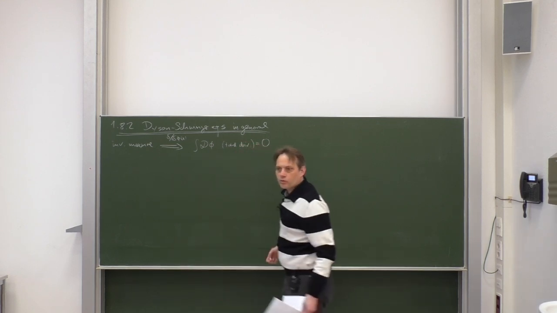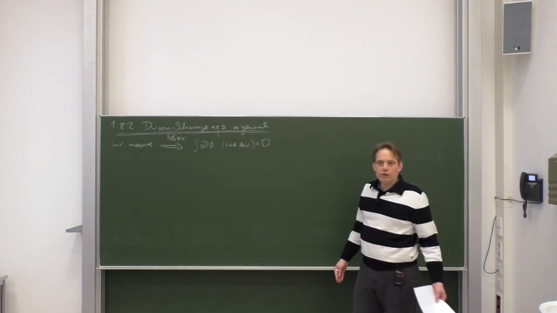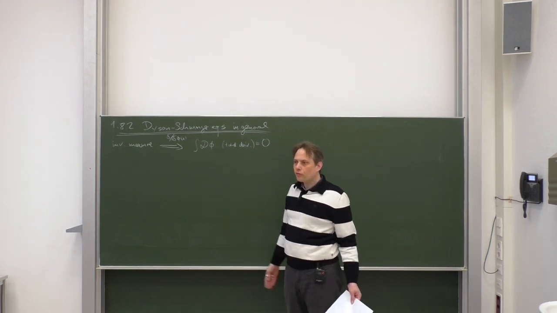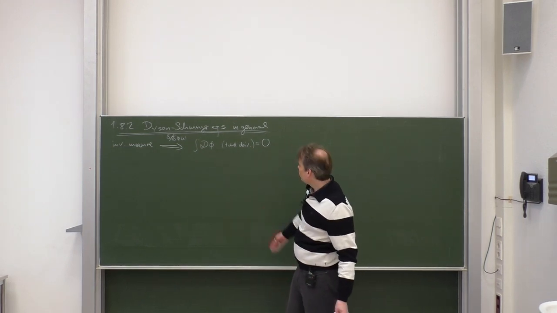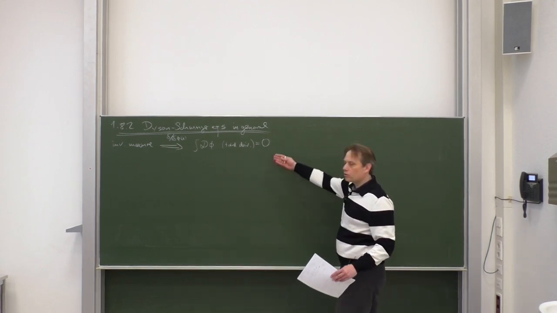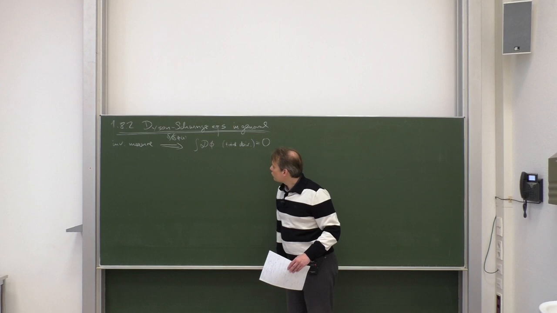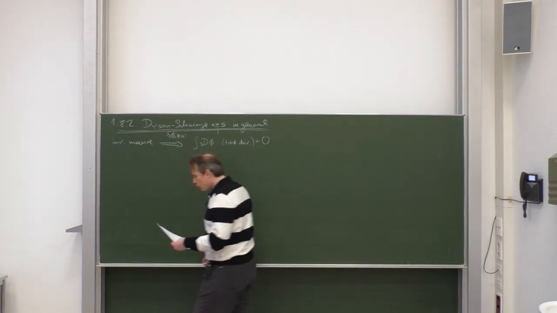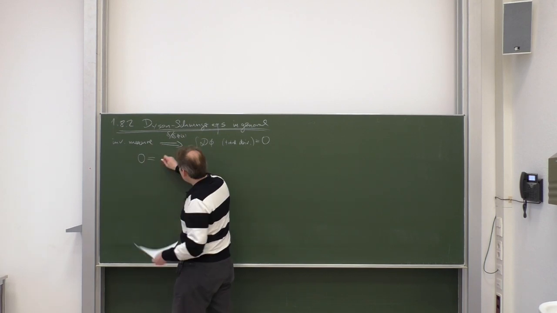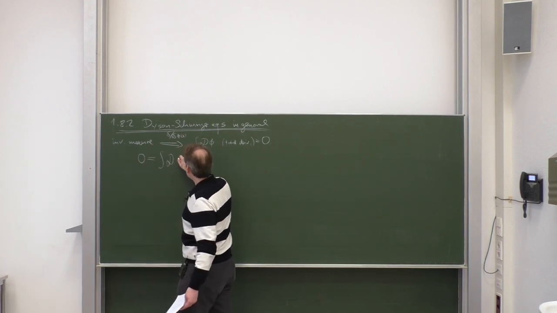Then you will simply see that a path integral over a total derivative must always vanish. And that is the same as we have for normal integrals. If you do a shift of the integration variable, and the integration measure and the boundary is invariant under that shift, then it implies that an integral over a total derivative, of course, has to vanish.